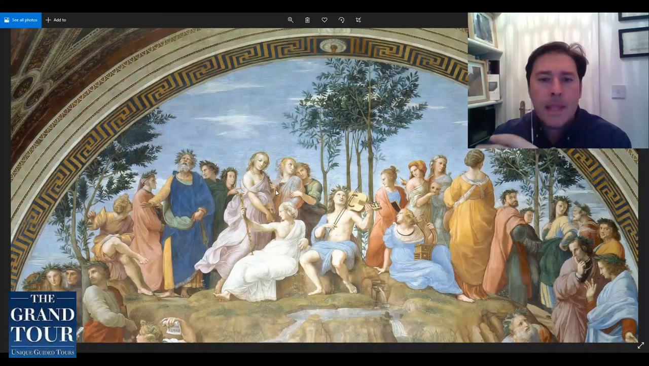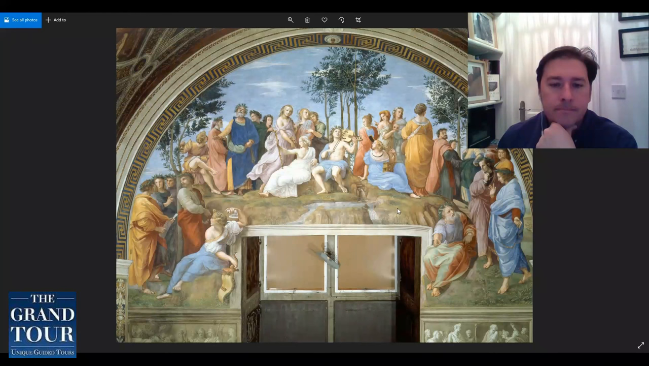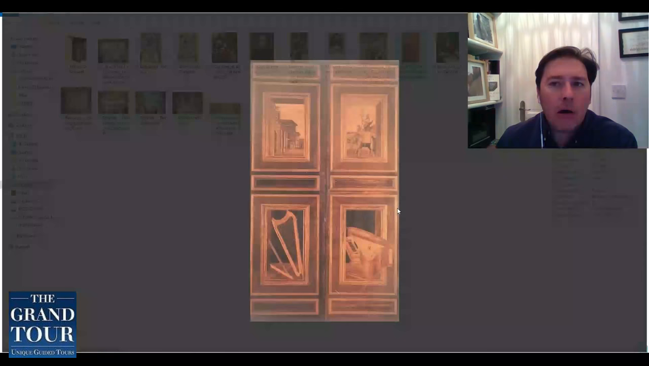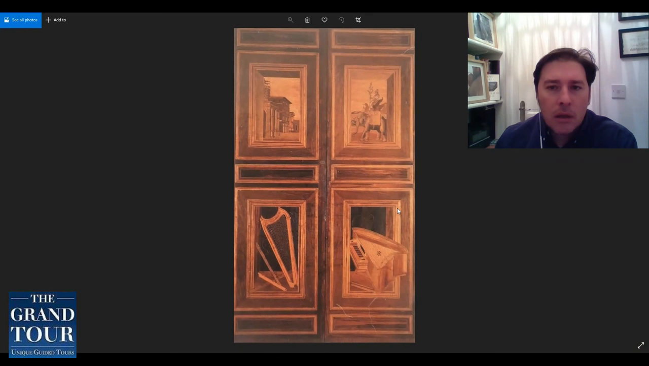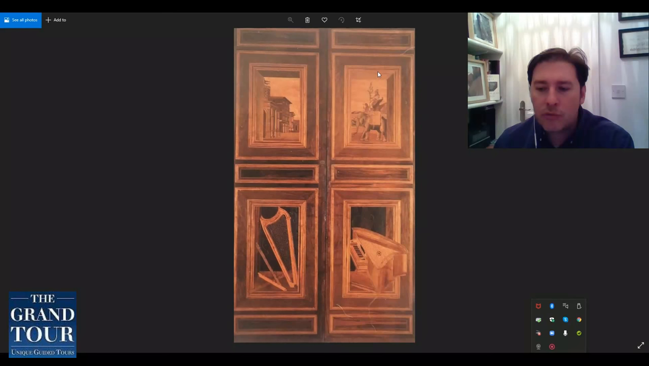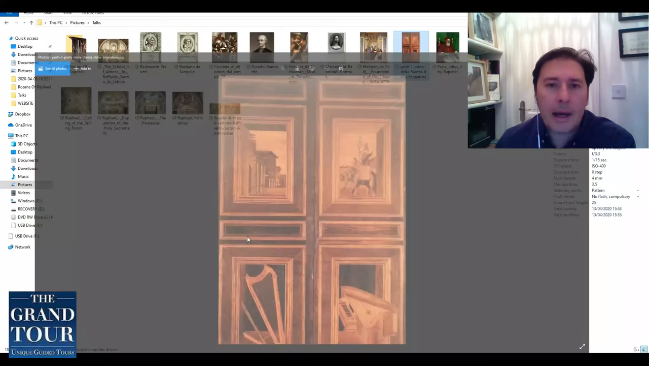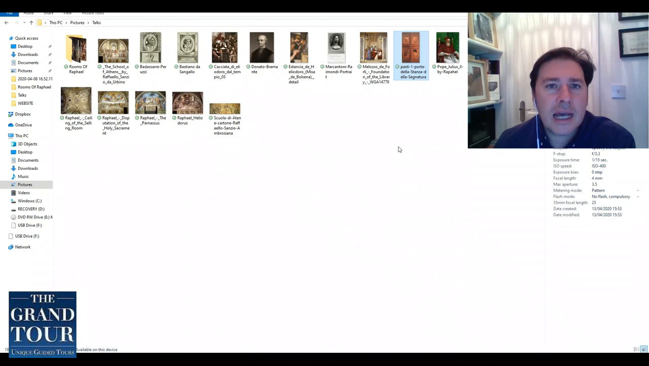Speaking of which, there is an episode which I really love, which is in the door. Now, this is the detail of the door of the passage between the entrance from the room of Heliodorus to the room of La Segnatura, and there is an elephant here ridden by someone, and it says here Poeta Barabal. I'm not sure if I have a detail of that.